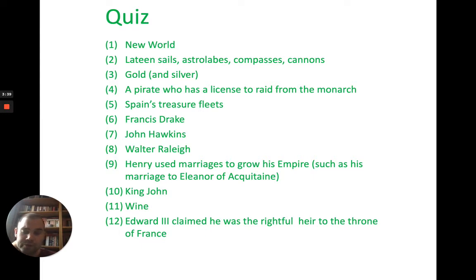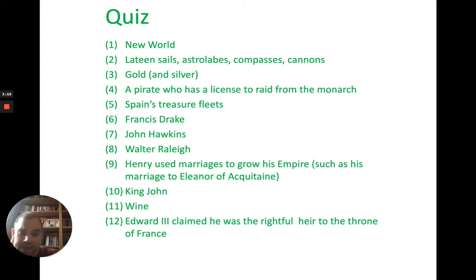In terms of question 9, so we saw that Henry used marriages to grow the Angevin empires. Remember, he married Eleanor of Aquitaine to gain those territories of Aquitaine in southern France, but then he also used marriage alliances to his sons to grow his territories as well. So he nearly doubled the size of the Angevin Empire using a policy of marriages.